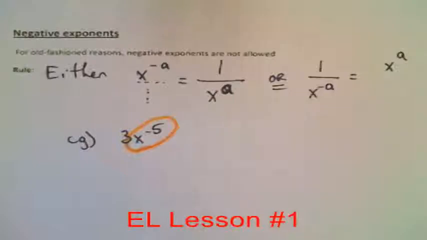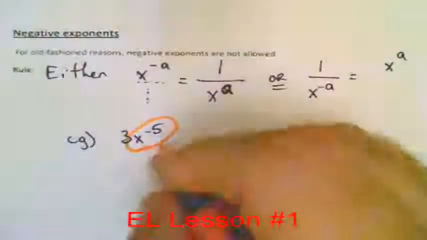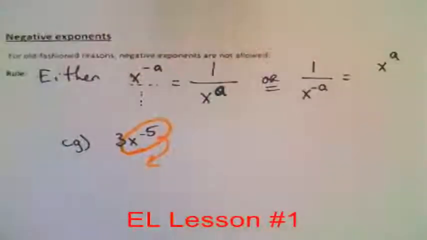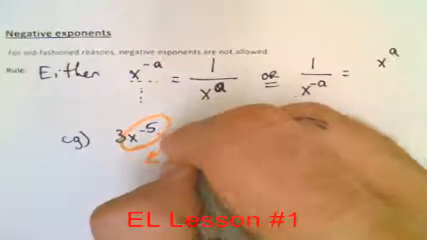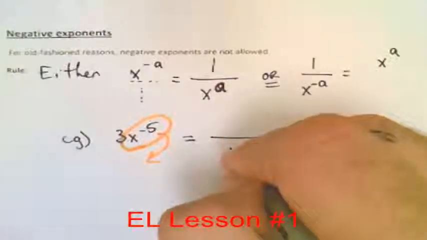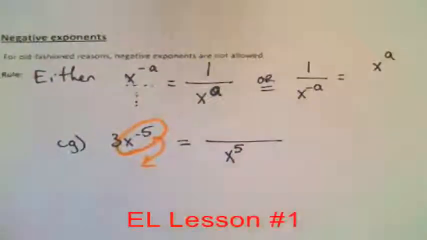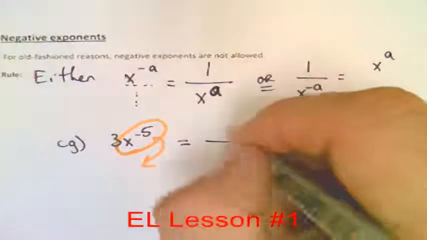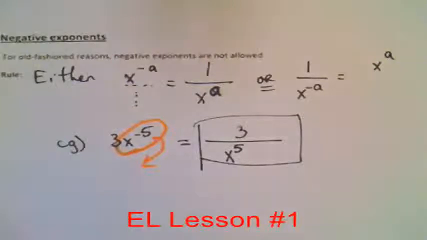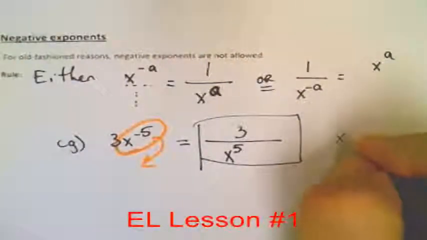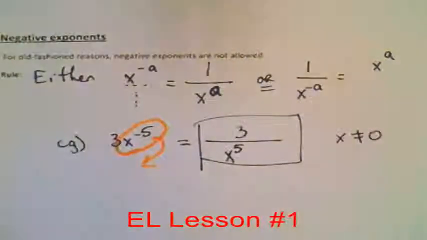So if you were trying to work with this, e.g., 3x to the negative 5, and you want to get rid of the negative exponents, well, it's this part here that's the problem. The 3 is no issue at all. The negative exponent is the problem, and that has to flip down. When that flips down, it becomes the denominator of a fraction, and instead of being x to the negative 5, it's x to the positive 5.